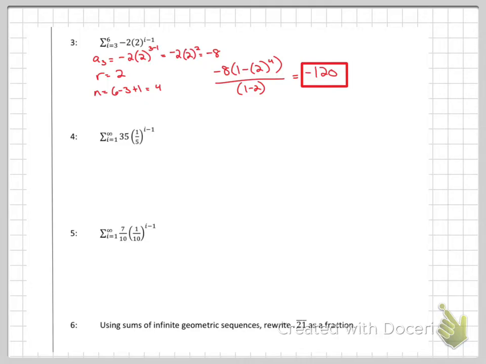Okay, so hopefully you noticed this time they wanted us to start at 3. a1 is not what we want. The starting term is a3, which is not just this number, but it's literally what you get when you plug 3 in.